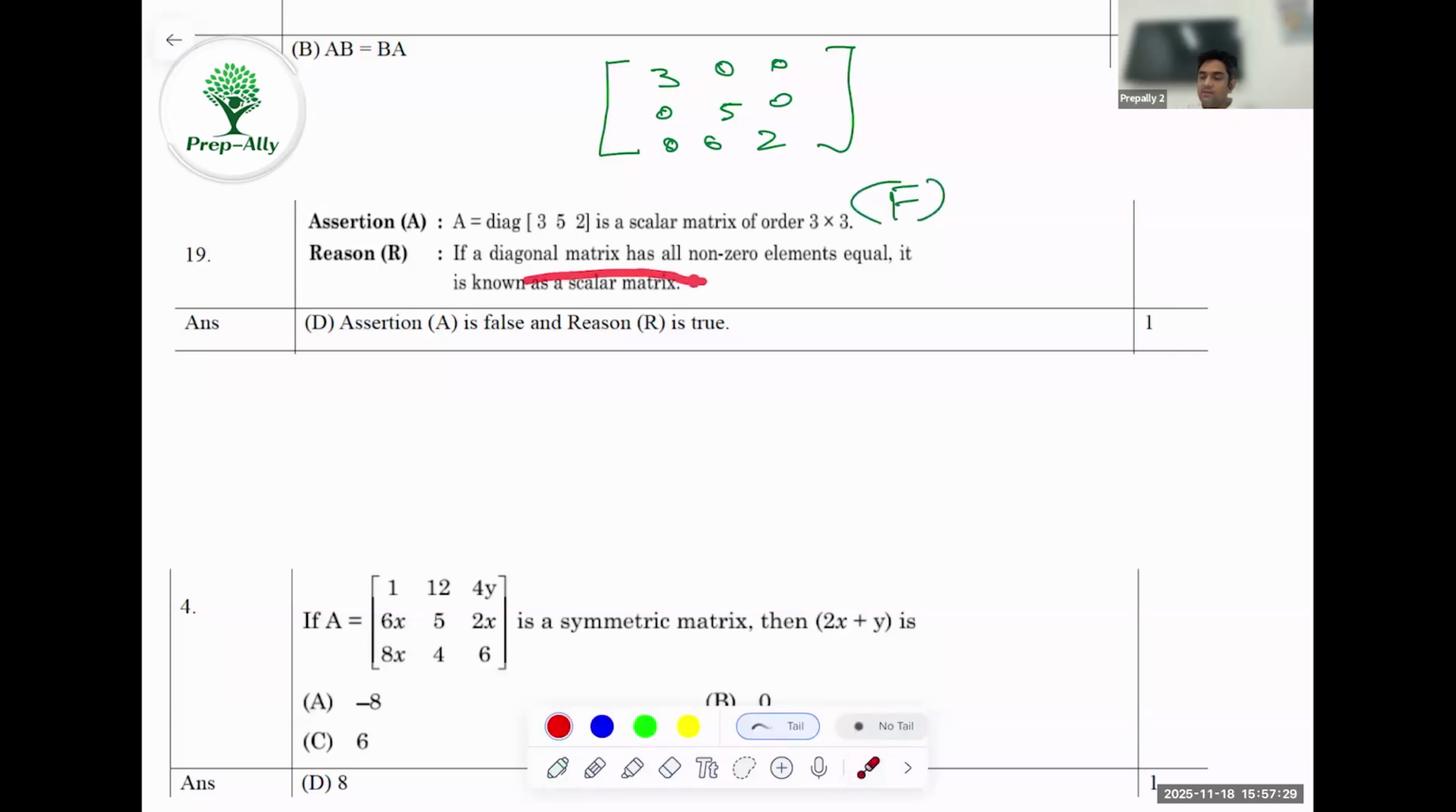Second statement: if the diagonal matrix has all non-zero elements, it's called a scalar matrix. That's correct, that's perfect. If the non-zero elements are the same along the diagonal, it's a scalar matrix, but that is not the case here.